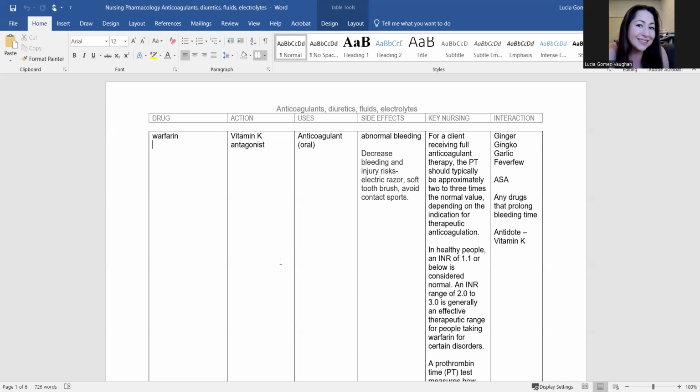Warfarin, its MOA or its action, it's a vitamin K antagonist, so it works against vitamin K. We need vitamin K to clot. So its primary use is as an anticoagulant.